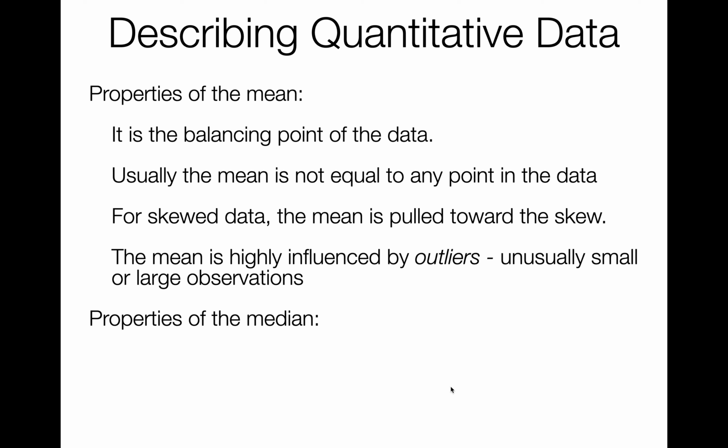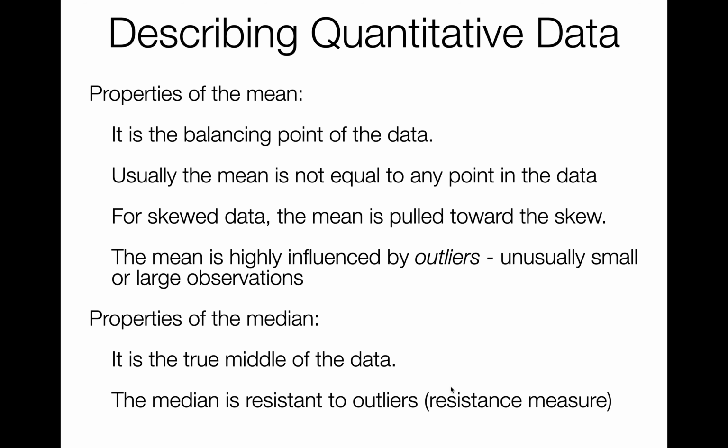The median. So the median is the other measure of center. It's the true middle of the data, and that's how we calculate it: we look for the exact middle of the data. The median is resistant to outliers. So unlike the mean, the median is not influenced highly by outliers. So that's a good property of the median to have.